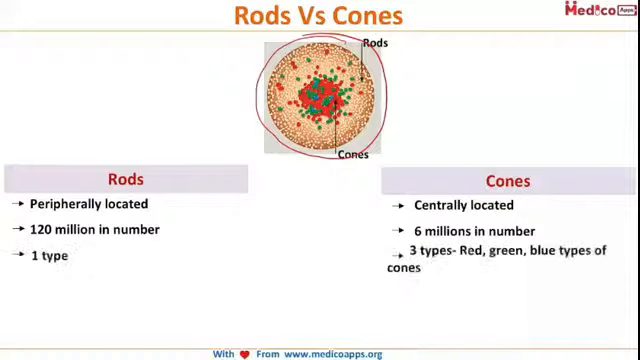There is only one type of rods. However, there are 3 types of cones depending on the color sensation that they get: red cones, green cones and blue cones. You can remember from the image also. There are red cones, green cones and blue cones. However, the rods are only of one type.